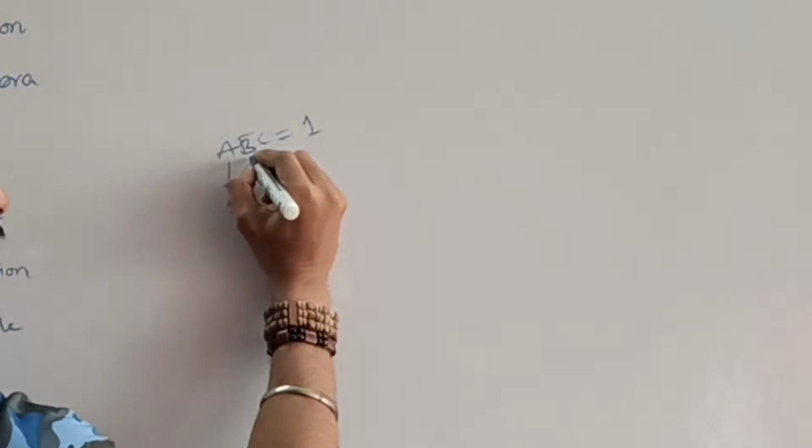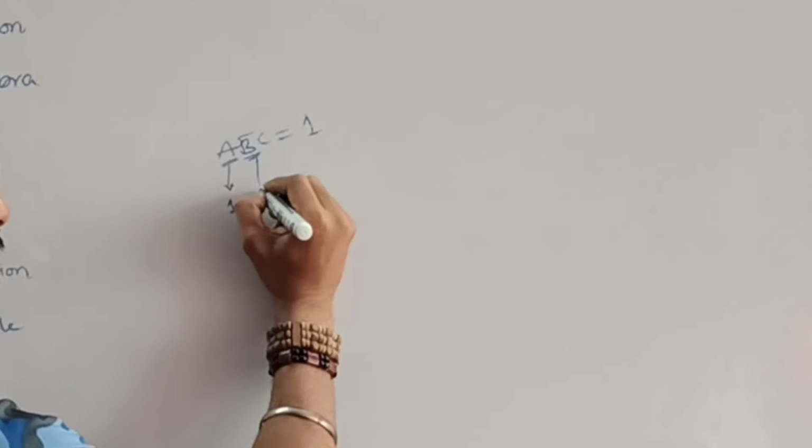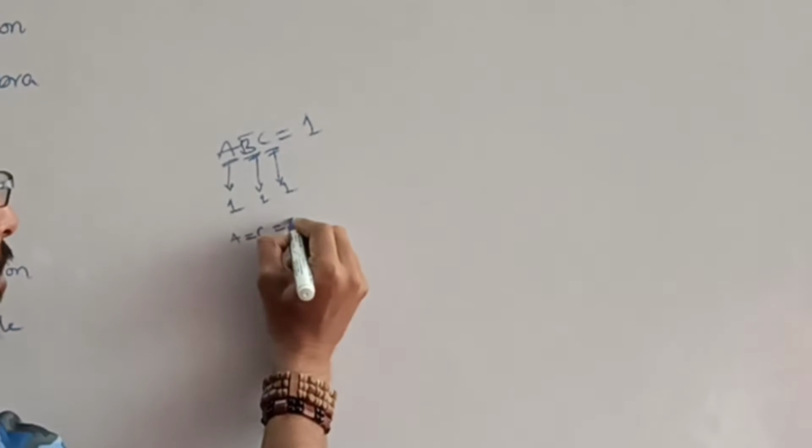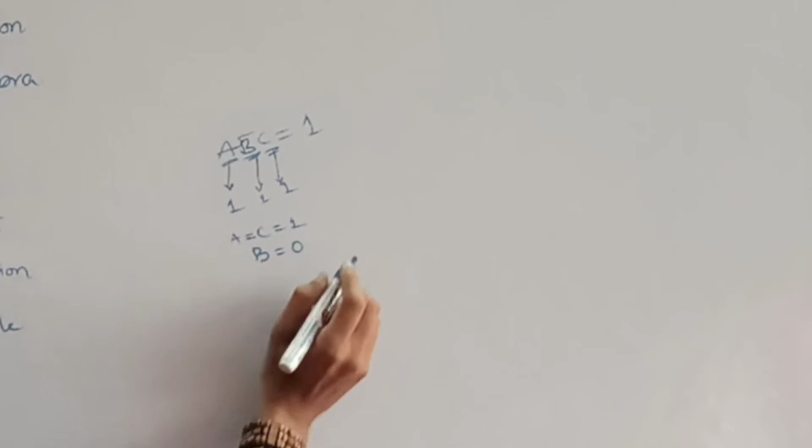Since it is an AND operation, when will my output become 1? My output will become 1 only when all my inputs are 1. It means this literal should be 1, this literal should be 1, this literal should be 1. When my three literals become 1, then only they will multiply to give me an output equal to 1. It means a equals c equals 1, b equals 0. Why? If b is 0, then b bar becomes 1, and then only it is possible for the three-input AND to give me output 1.